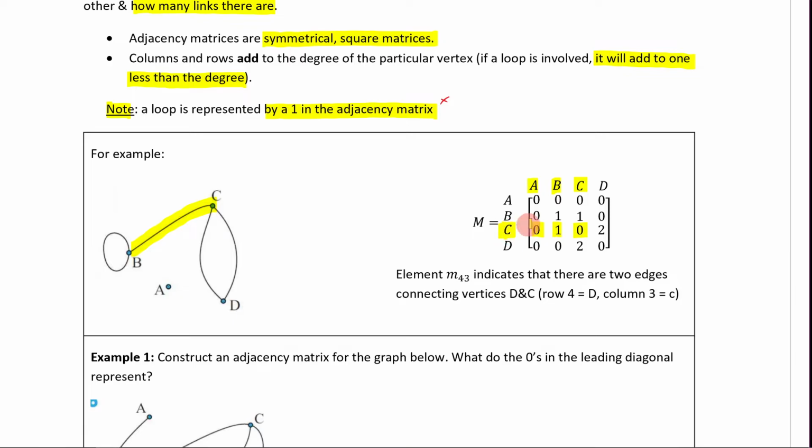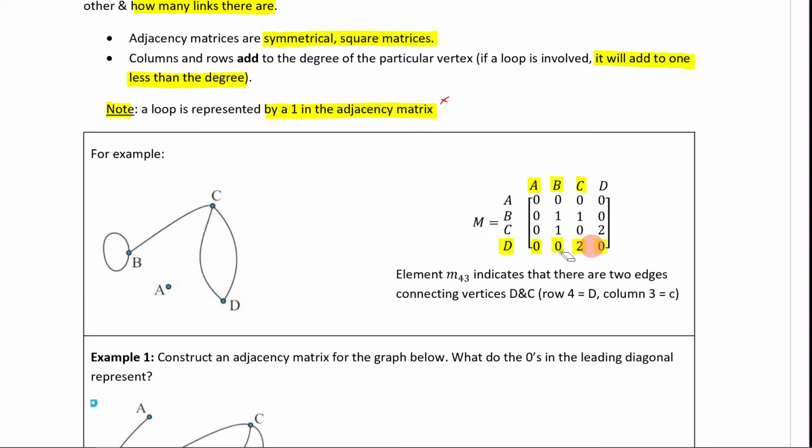How many ways is C connected to D? It's saying 2 ways. And that's because you can go this way or that way. So there are 2 ways C is connected to D. And then we can go for the last one here. How many different ways is D connected to A? It's not. How many ways is D connected to B? There is no connection between D and B, so we put a 0. How many ways is D connected to C? 2 ways. D is connected to C that way. D is connected to C that way. How many ways is D connected to D? 0 ways, because we don't have a loop going on for D.